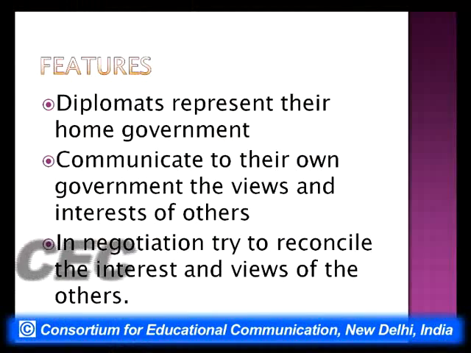And the third feature is that in negotiation they try to reconcile the interests and views of the others. That is, you cannot have a definite stand, or you cannot just be obstinate, and you cannot not yield to certain views. So, you have to reconcile the interests and views of the different actors. Now, what are the means of achieving?